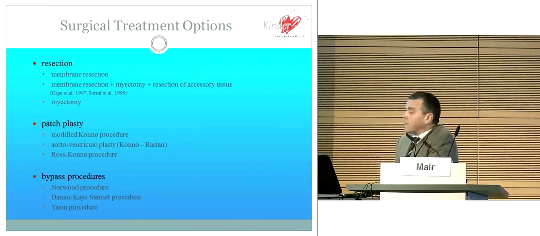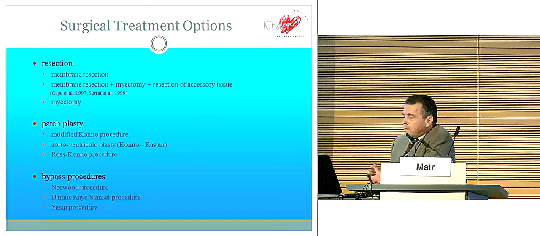So what options do we have for treatment of subaortic stenosis? This is quite simple. We can resect it. We mainly think of simple membrane resection, but this membrane resection should nowadays be accompanied at least by a myectomy and by resection of accessory tissue and mobilization of papillary muscles and so on. It must be a more radical approach because the subaortic stenosis is in almost all cases associated with anomalous flow patterns.